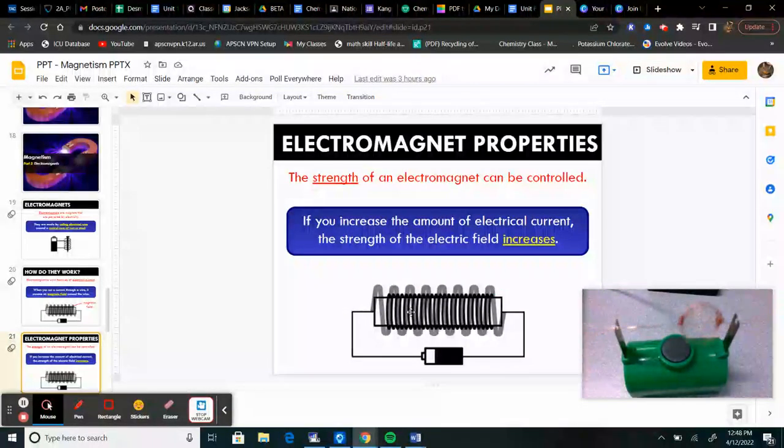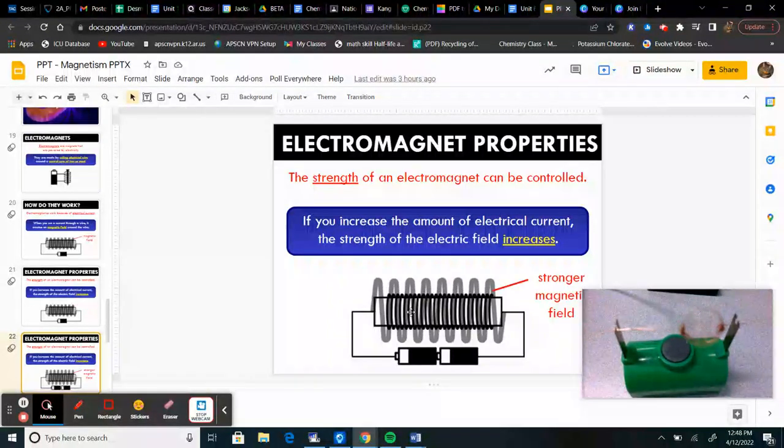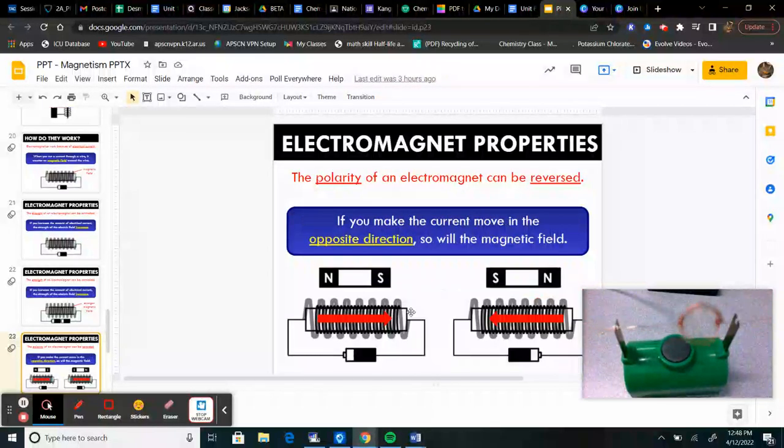So when you take your electromagnet, you can actually control the strength of it. And you can do this by changing the amount of electric current. If you increase your voltage, you increase your current. So all you have to do is increase your number of batteries. By increasing your number of batteries, you have increased your current, which has changed the strength of the electromagnet.